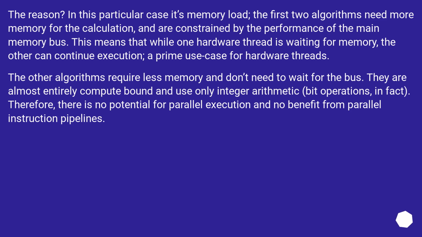The first 2 algorithms need more memory for the calculation and are constrained by the performance of the main memory bus. This means that while one hardware thread is waiting for memory, the other can continue execution, a prime use case for hardware threads. The other algorithms require less memory and don't need to wait for the bus. They are almost entirely compute-bound and use only integer arithmetic operations. Therefore, there is no potential for parallel execution and no benefit from parallel instruction pipelines.